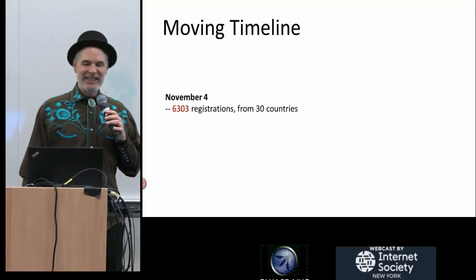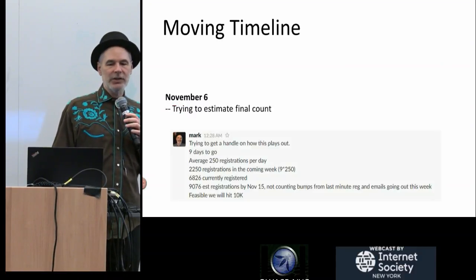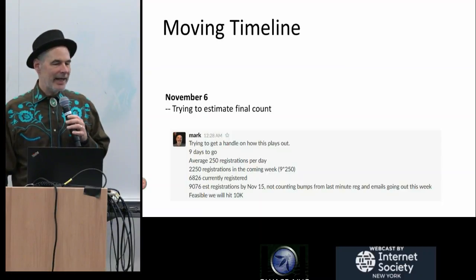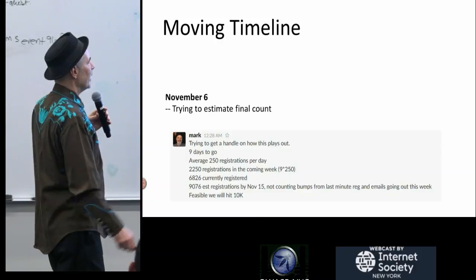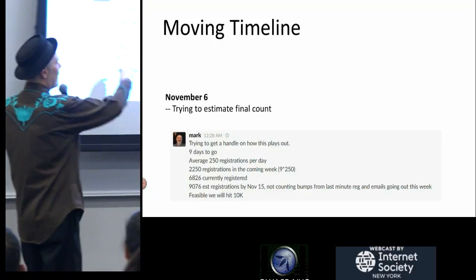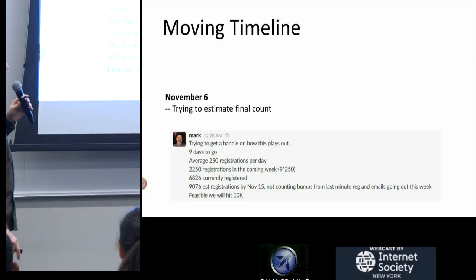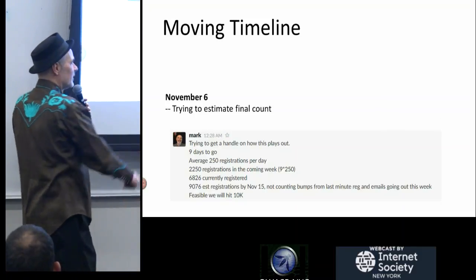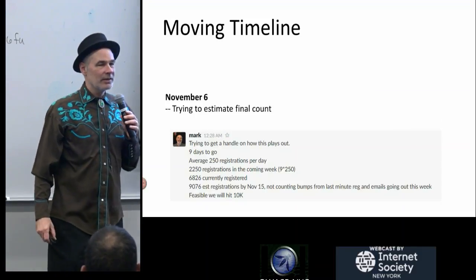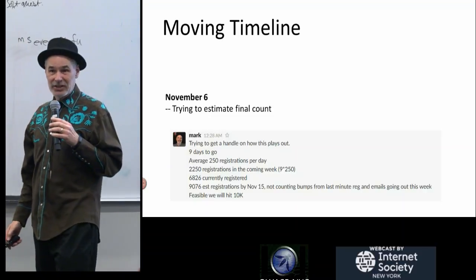November 4th, 6,300 registrations. The numbers keep going. I'm trying to estimate the final count here. This is actually a cut and paste from Slack. Trying to get a handle. We got 9 days to go, averaging 250 regs, 2,250 registrations in the coming weeks, and so on. We got a chance to hit 10,000. That's a magic number, right?